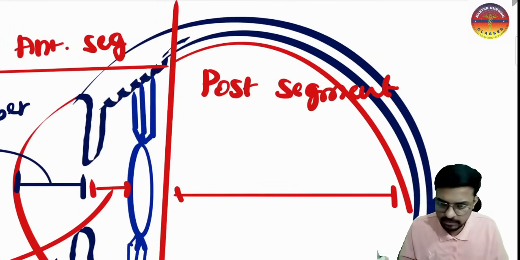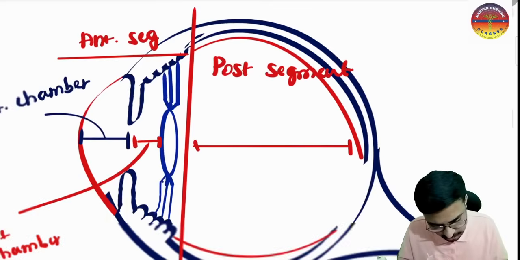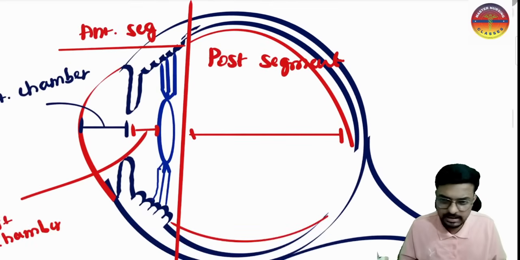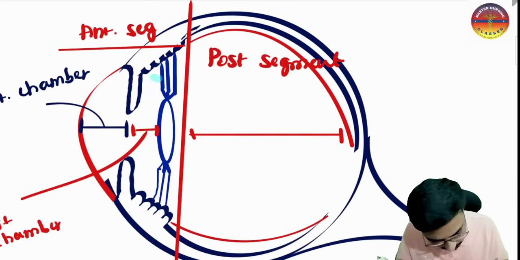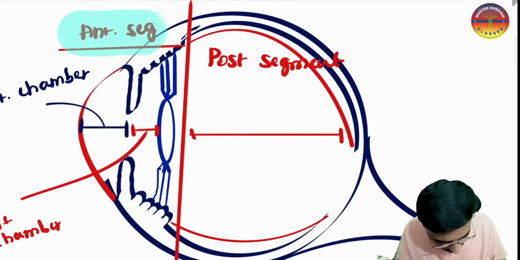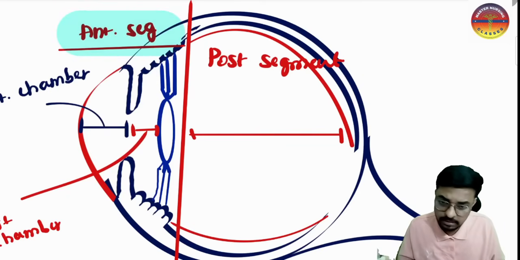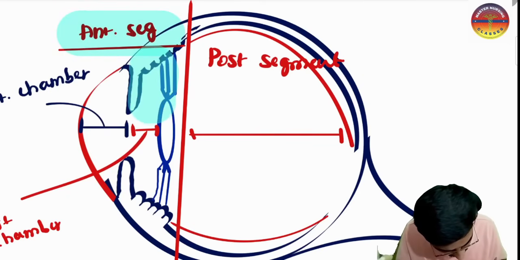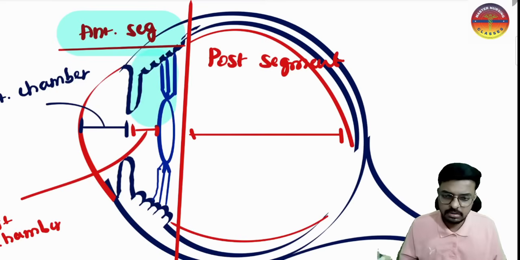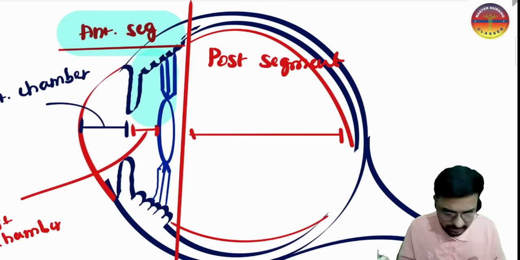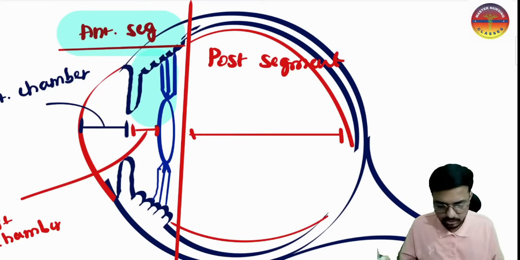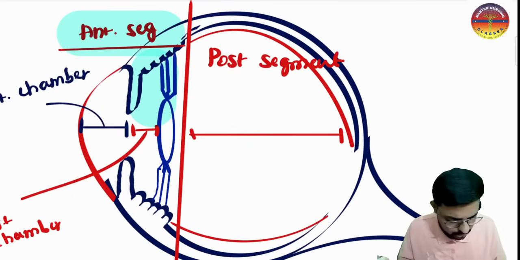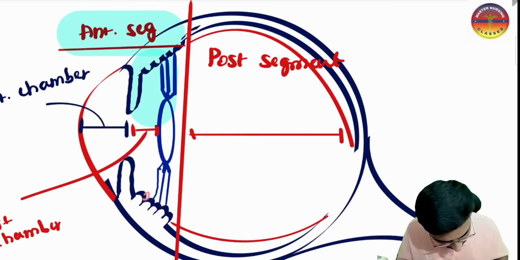Now, the ciliary process is responsible for the production of the aqueous humor. My question is, where is the aqueous humor produced? It is produced in the anterior segment. Which chamber of the anterior segment? In the posterior chamber of the anterior segment. So this is how our aqueous humor is produced.